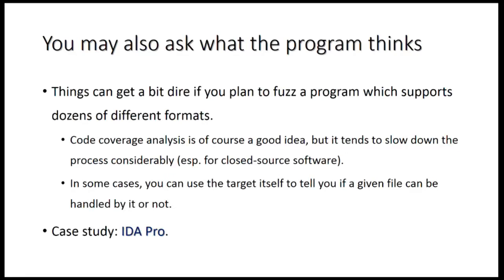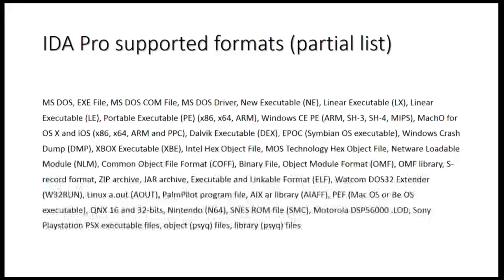But another interesting idea is that we could actually try to ask the actual target what it thinks, whether it supports the specific file or not. This could be achieved by using code coverage again, but this tends to slow down the process very much. In some cases, you can just directly ask the question to the program itself. The case study here would be IDA Pro.